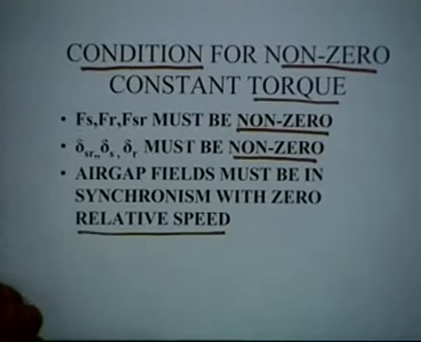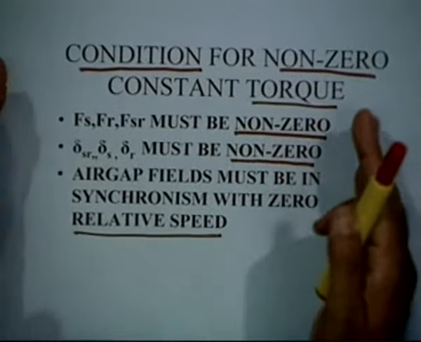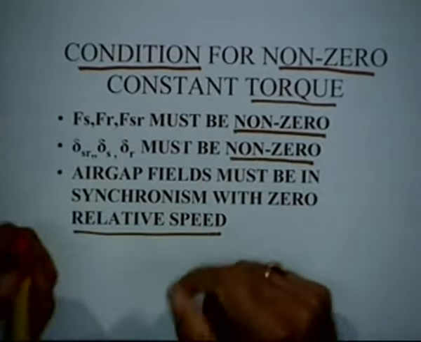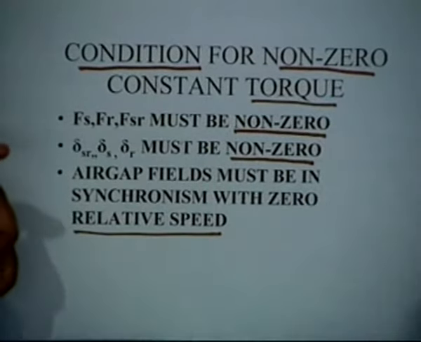This is a very important concept: you need non-zero Fs, non-zero Fr, and a non-zero angle between them, and that angle must be fixed. Delta SR must not be changing with time. If it changes with time, you will have a torque changing with time, so you may not get a non-zero average torque. With this expression, we should now go ahead to see what happens in each particular machine.